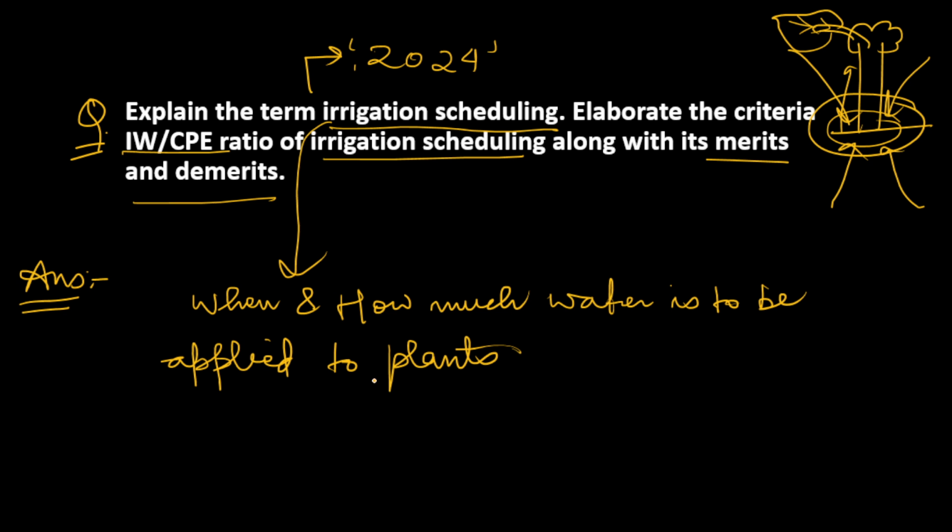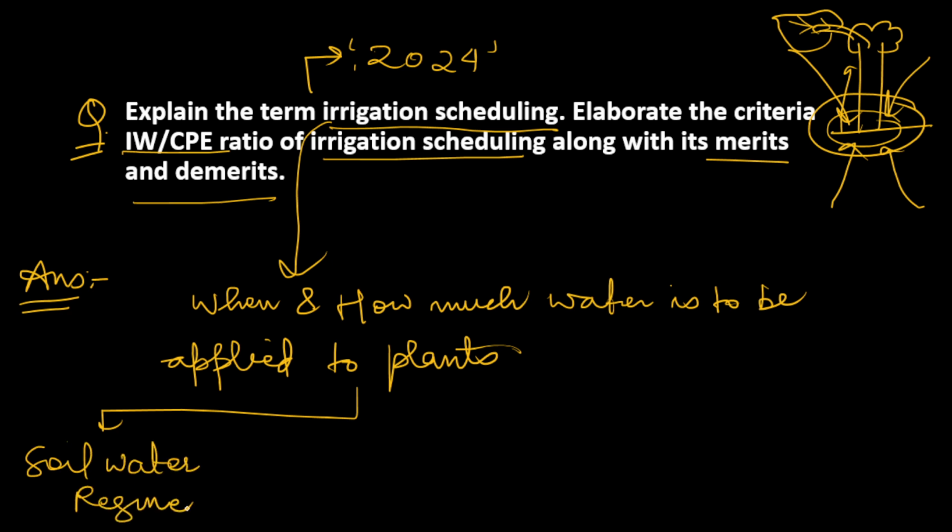Now one thing you should know is that the irrigation scheduling criteria are of three types. First type is soil water regime. Here we focus on soil factors: what is the water amount present in the soil, what is the soil moisture tension, or you can say depletion of available soil moisture. Is the available soil moisture more depleted, or is the content of available soil moisture good? What is the feel and appearance of soil? Everything is seen in this approach.